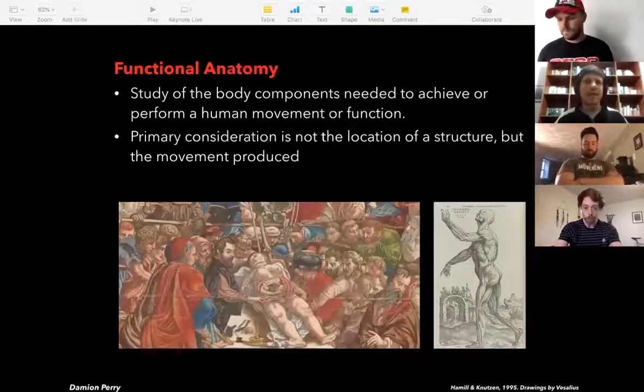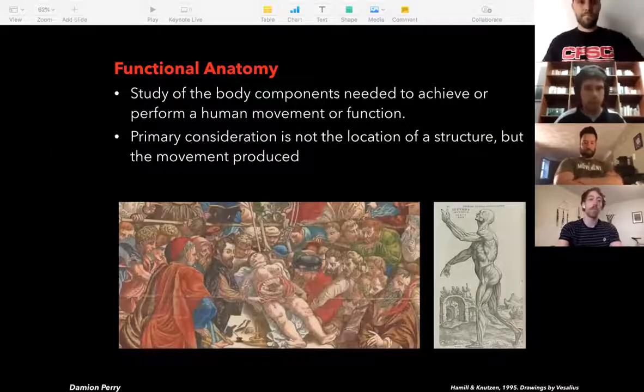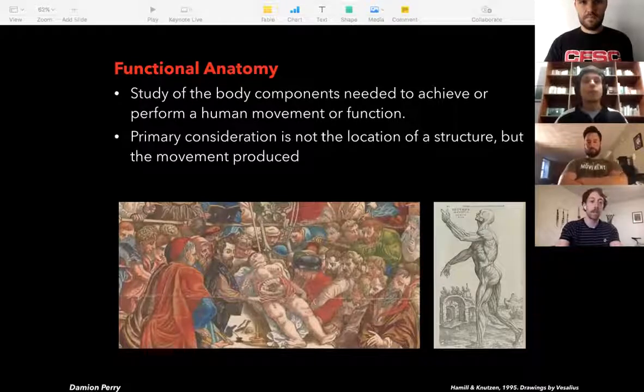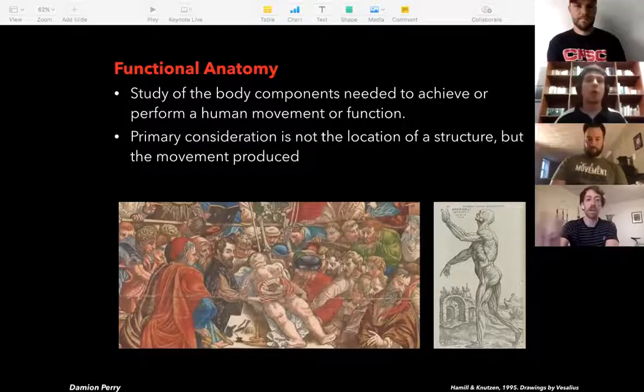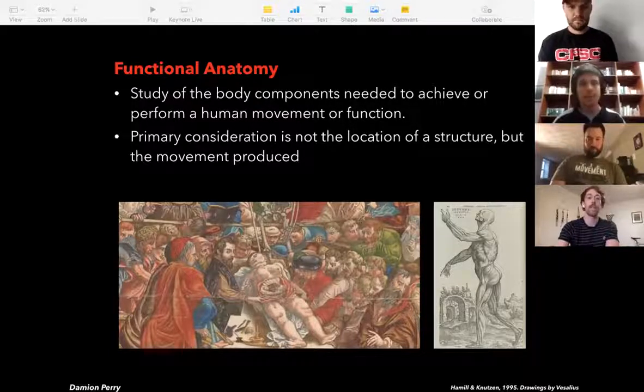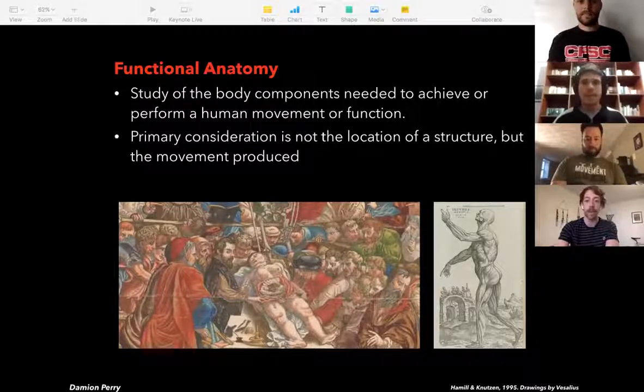So let's start by just defining it. Functional anatomy is the study of the body components needed to achieve, perform, or produce a human motion, function, whatever you want it to be. So the primary consideration is the movement produced. It's not, hey, where's my leg? It's where my leg is moving, okay?